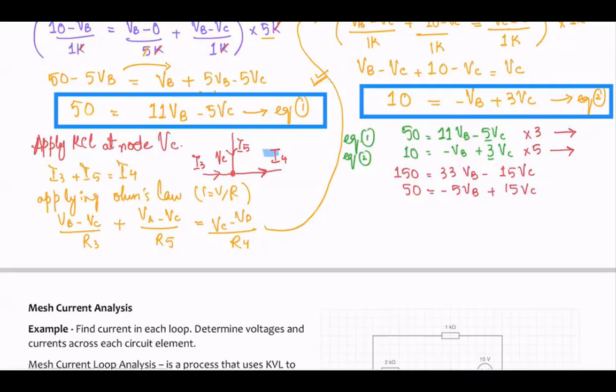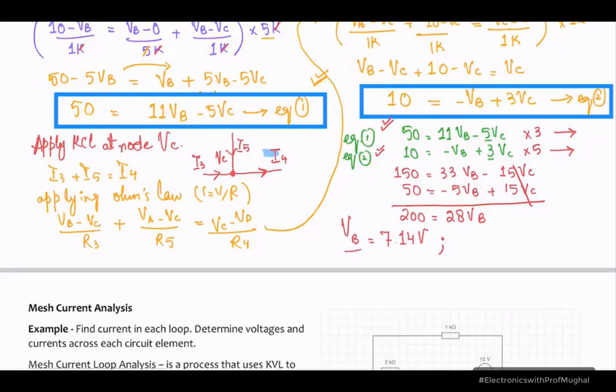So we just have to add these two. 15 minus 15 will basically just cancel out. 150 plus 50 is going to be 200, and 33 minus 5 VB will be 28 VB. So if I do the math here, VB will come down to 7.14 volts, okay, right? And also, if I put this 7.14 in any of these equations, you should be able to find VC.